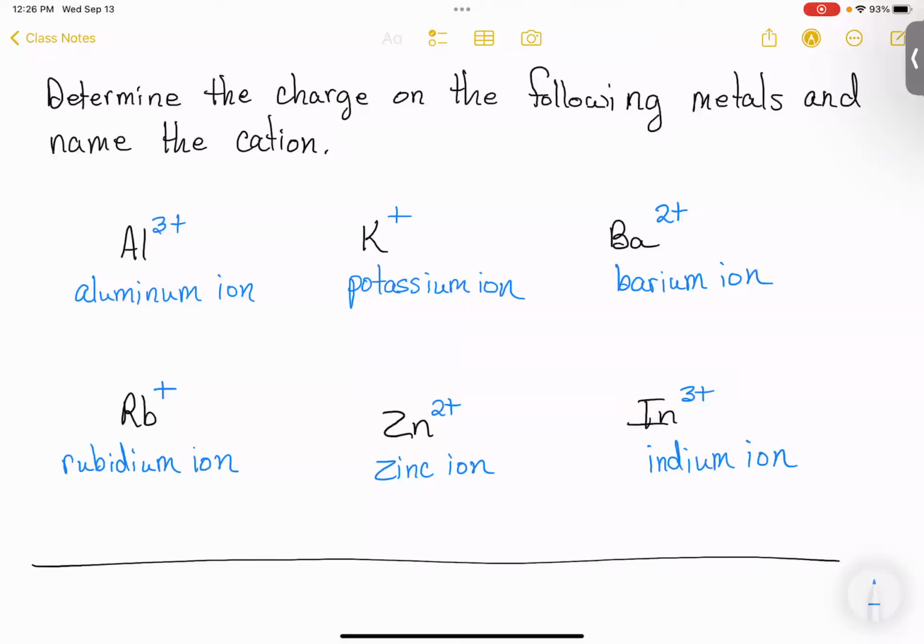Yes. Is there any reason Roman numerals? Because these metals always have the same charge. You only use the Roman numerals on the metals that have more than one charge possibility. Other questions?